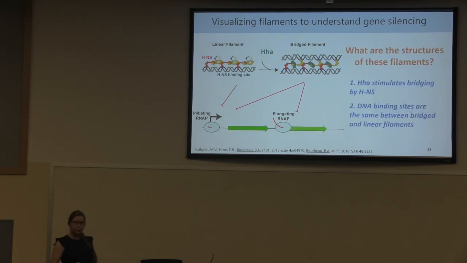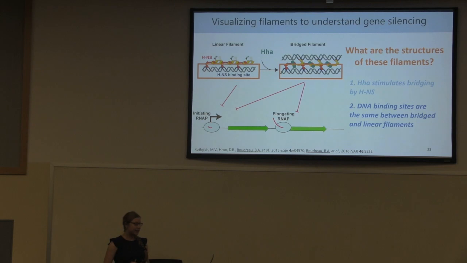Okay, so that was the first part of my structural investigations into these filaments. And now I want to talk about my second question, zooming in on these filaments and looking a little more carefully at how these molecules are arranged. So we're going to zoom in on the DNA binding interactions between H&S and the DNA, which, despite the fact that H&S is a DNA binding protein, aren't really well characterized.